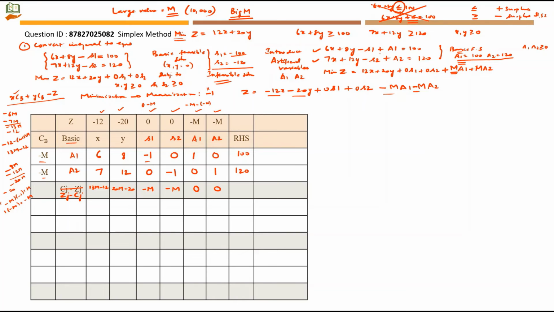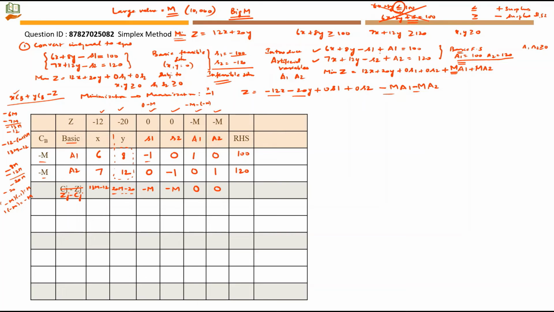So which is the largest value here? This is the largest value. Capital M has a value of 10,000 and more. Which has the largest value? It is this one. This will be the column that we are going to consider as of now.